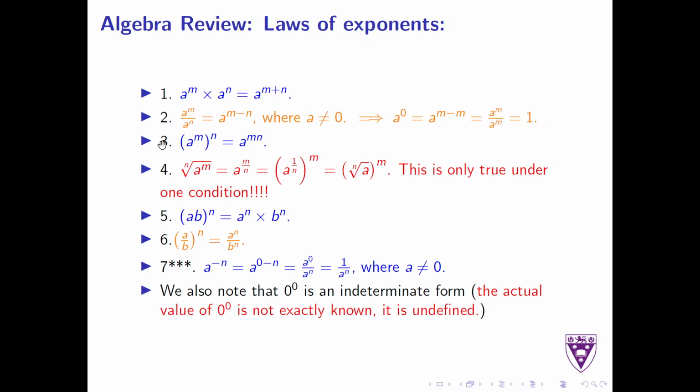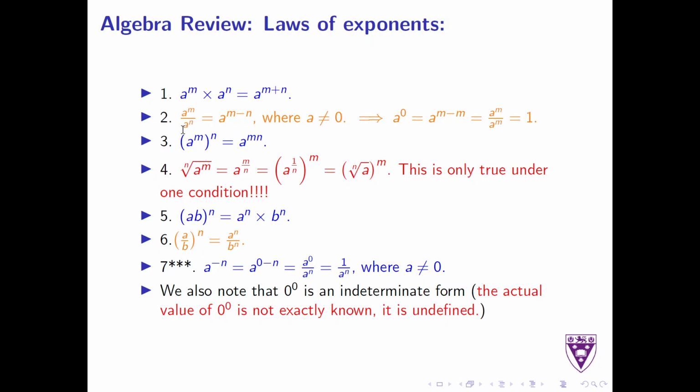Now, if you have a power multiplied by a power, you always get a to the power m plus n, right? When multiplying powers of the same base, you add exponents. And when you are dividing powers of the same base, you subtract exponents. Note that the exponent that you're subtracting is the one that belongs to the denominator.